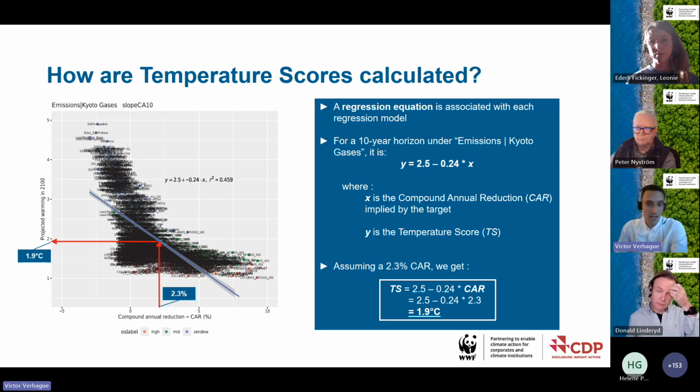So that's how a temperature score is calculated in a nutshell. And this is the outcome of step 2. We can now move on to step 3, which covers how we aggregate several company level scores at the portfolio level. So Donald, over to you.